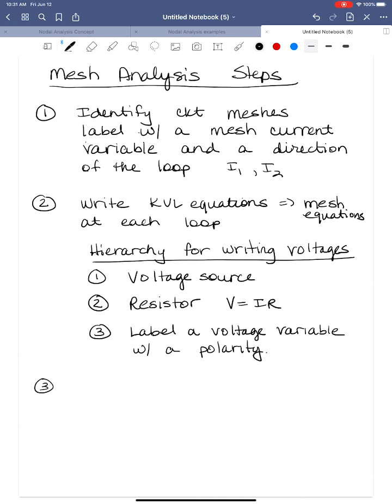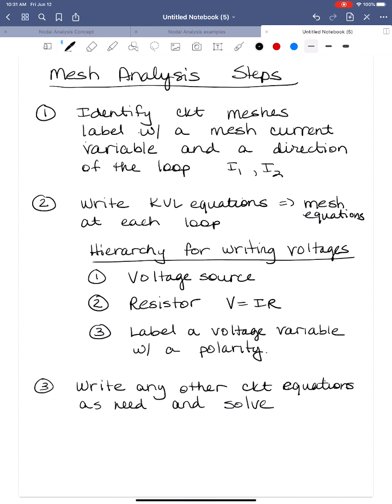Step 3, write any other circuit rules or circuit equations as needed, and solve. Okay, so we may need another equation or 2. We saw this in nodal analysis, that sometimes we had to have other relationships in the circuit in order to have enough equations for the number of unknowns. We're going to have the same thing here. So these are the steps, okay?